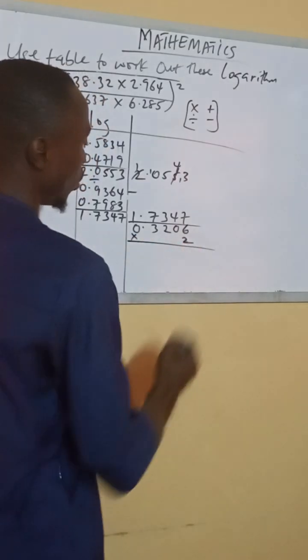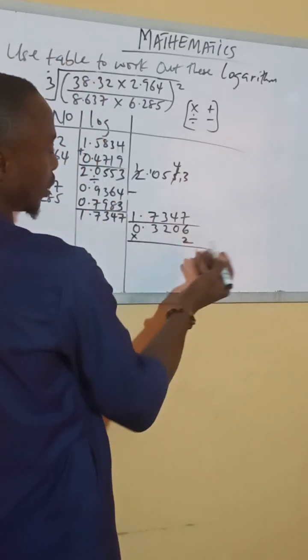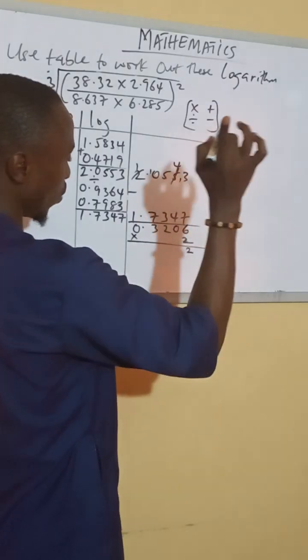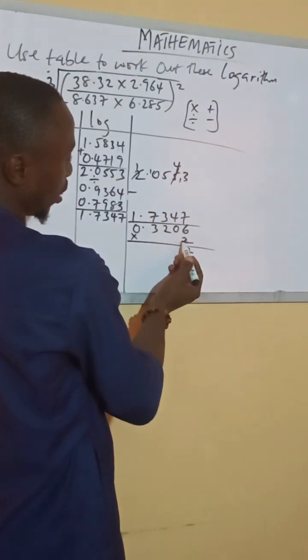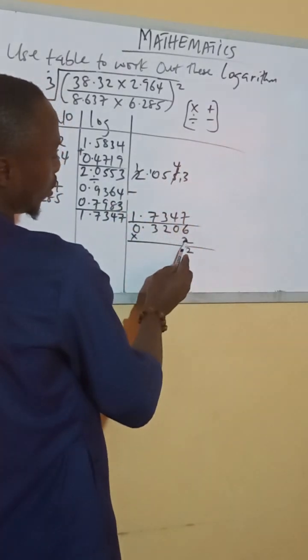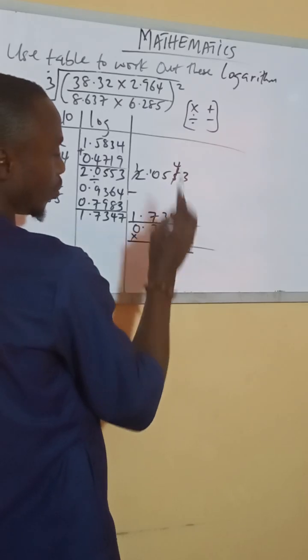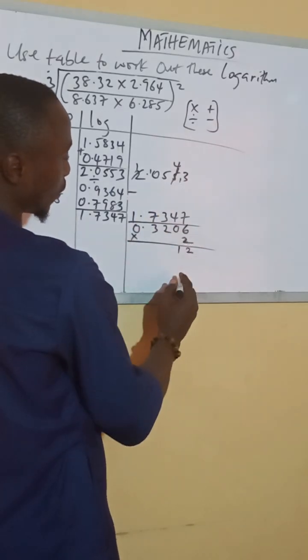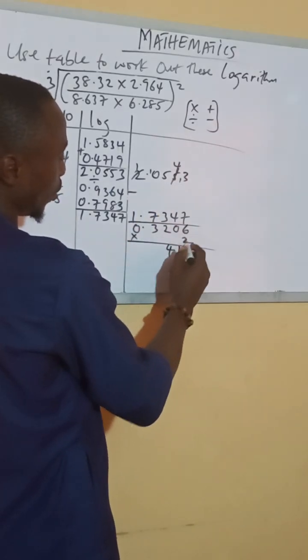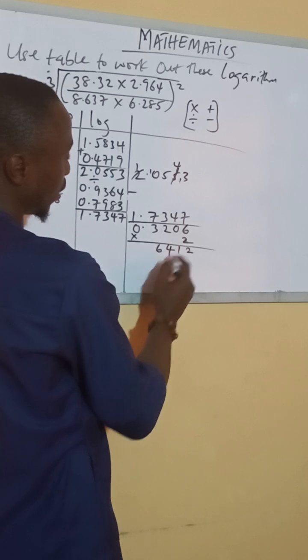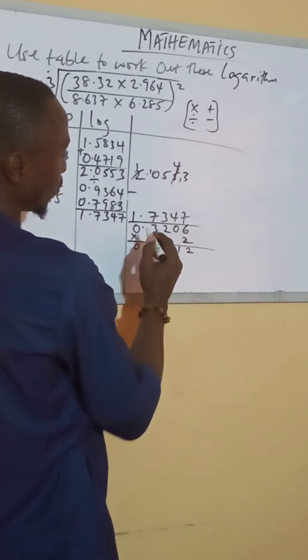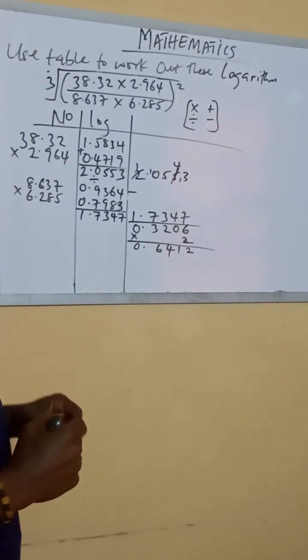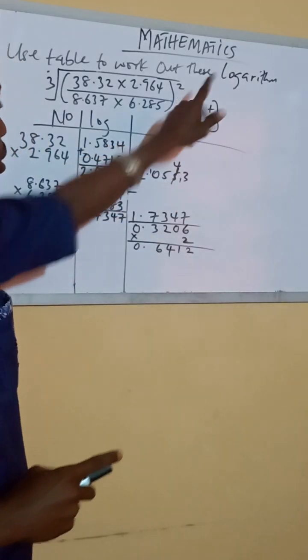Let's multiply these two. Now, 2 times this gives us 12. So write down 2, carry 1, right? Now, remember we are owing 1. 2 times 0 gives us 0, right? Plus 1 gives us 1. 2 times 2 gives us 4. 2 times 3 gives us 6. 2 times 0 gives us 0. Like this, we are done with the multiplication.